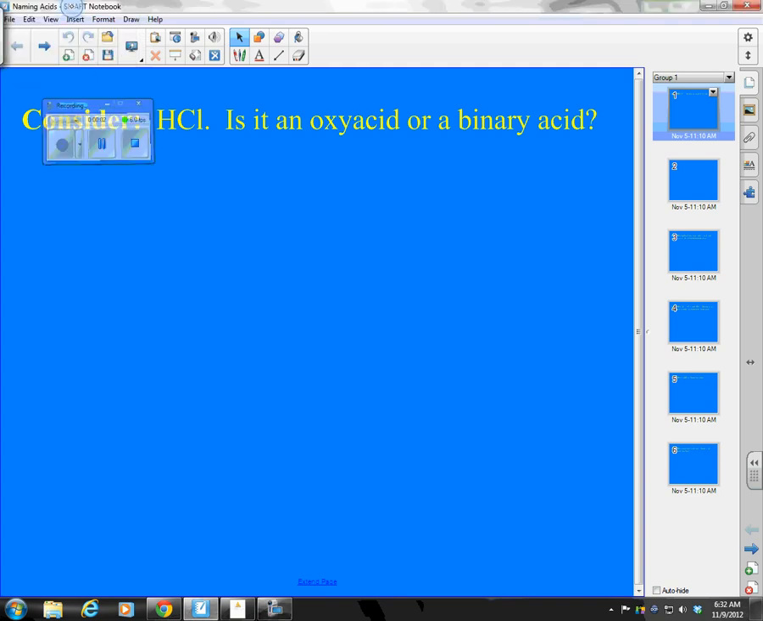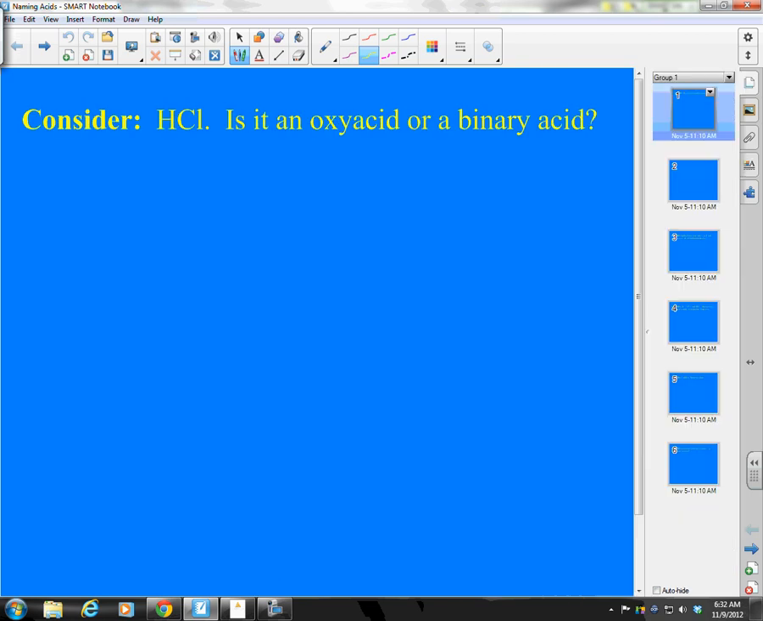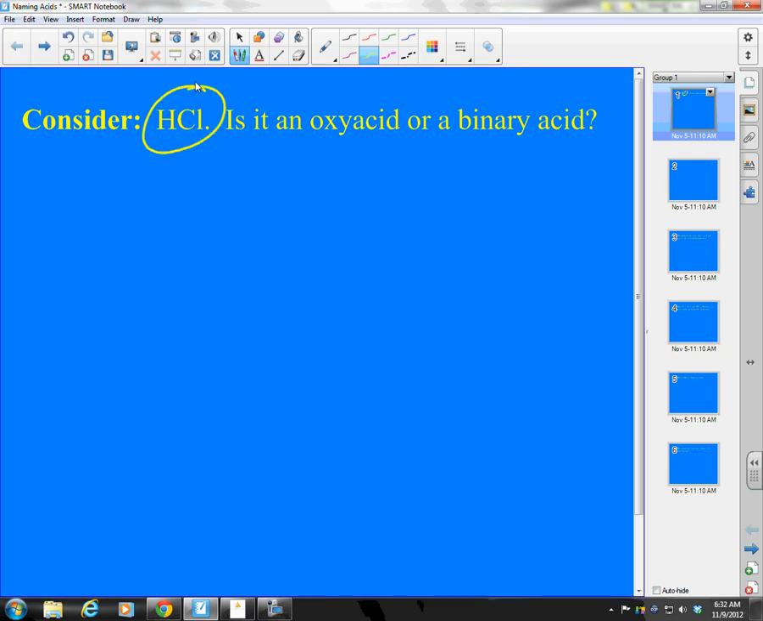Well, hello everybody, and let us continue with our discussion of naming. We have talked about naming molecules, and we've talked about naming ions, and now let's get into a subset of naming molecules. Consider HCl. Is this an oxyacid or a binary acid? Okay, so we want to talk then about what?